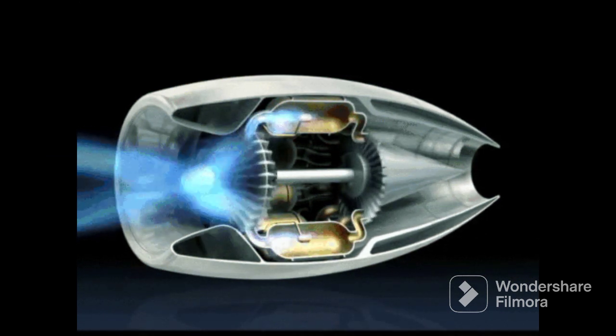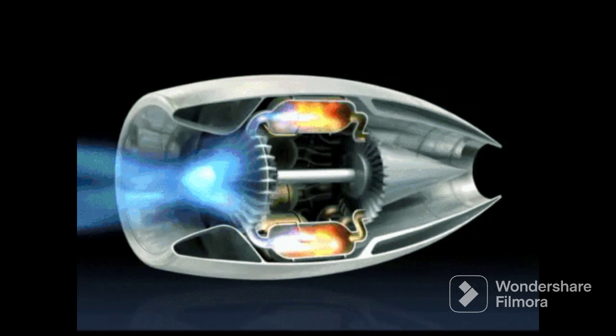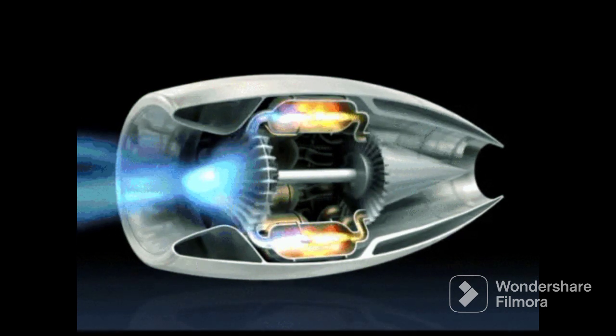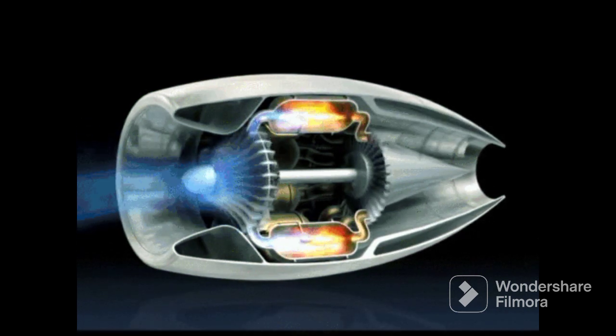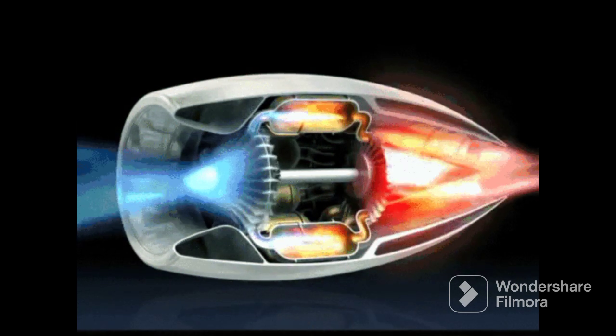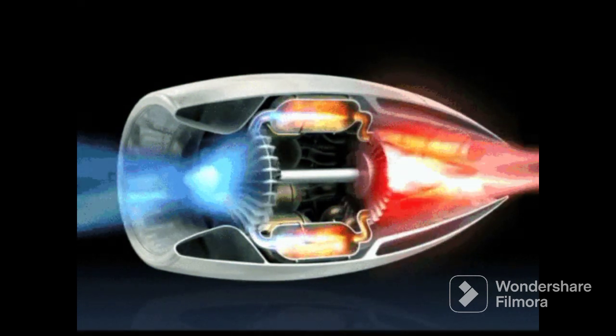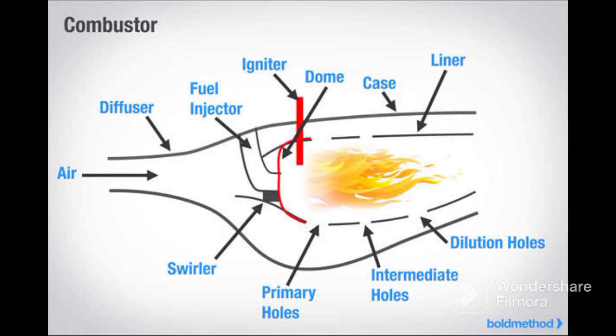Number 5. Ignition system. The ignition system of a jet engine is responsible for igniting the fuel and air mixture in the combustion chamber to initiate the combustion process. The ignition system typically consists of several components, including spark plugs, igniters, high-voltage electrical systems, and control circuits.